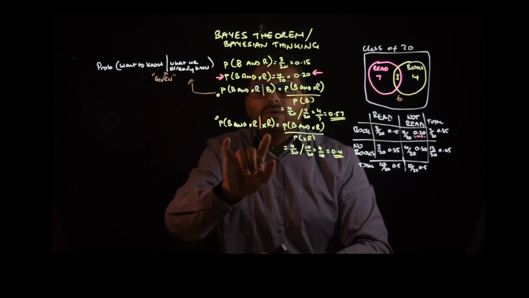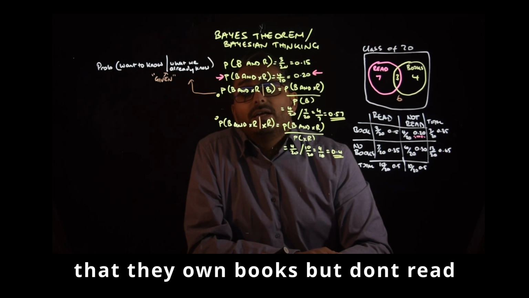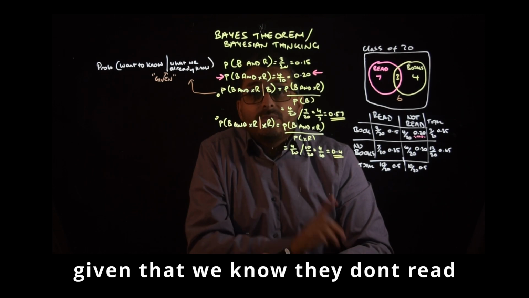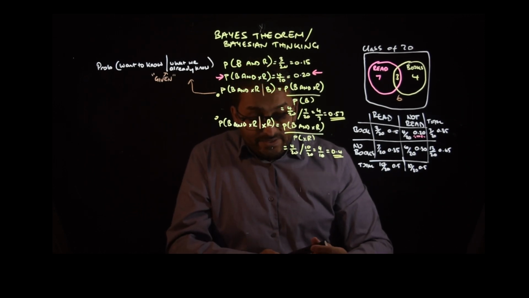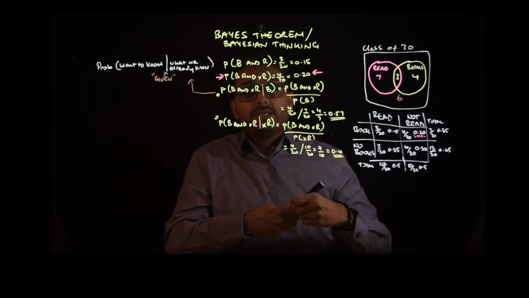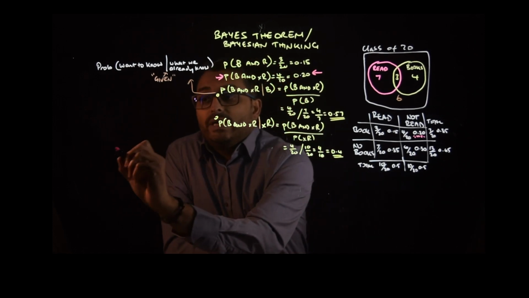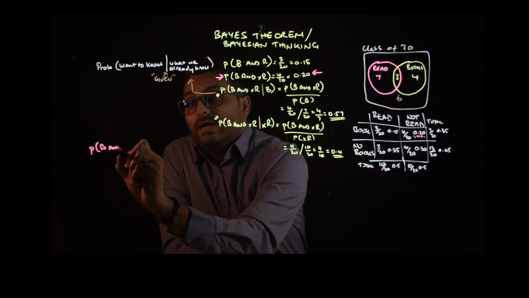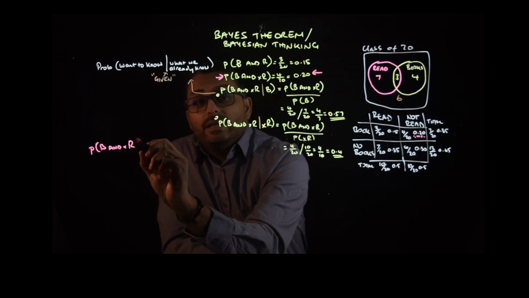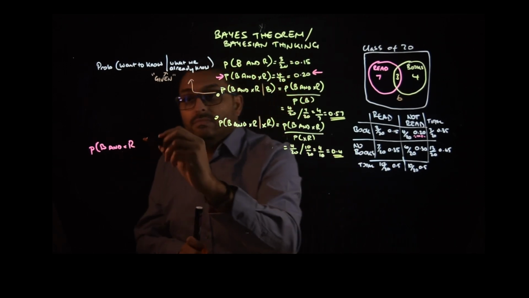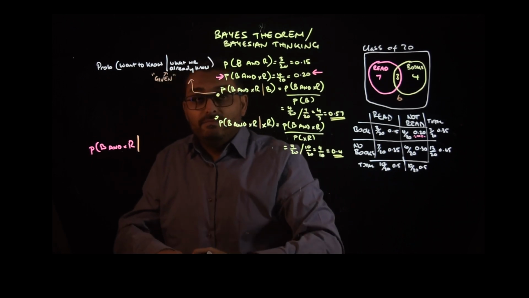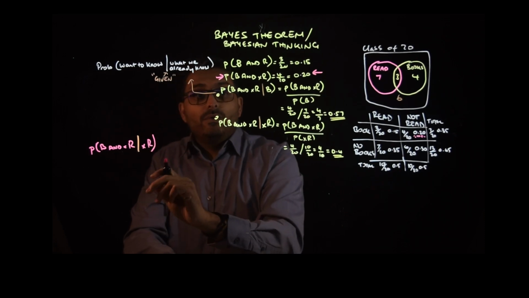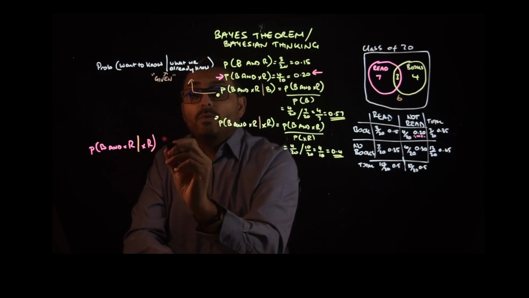Can we still work out the probability that they own a book and don't like to read, given that we know they don't like to read? Yes, we can. And the way we do it is, if I put it here, we say the probability of a book and doesn't like to read, given that they don't like to read.